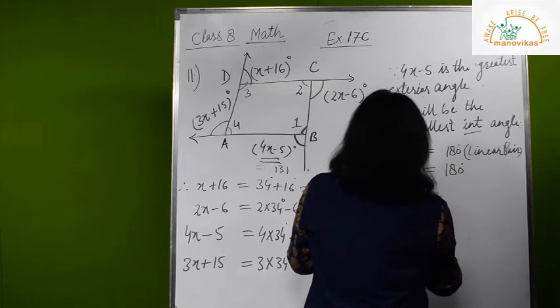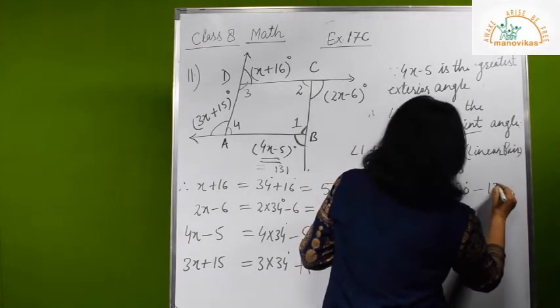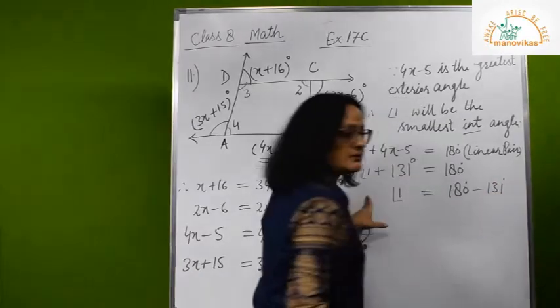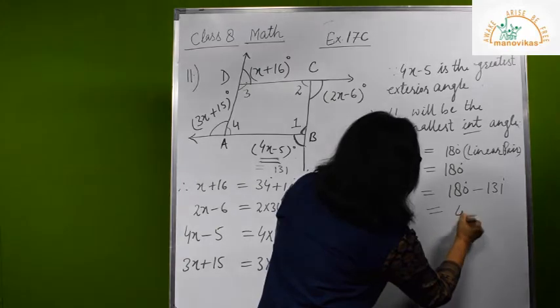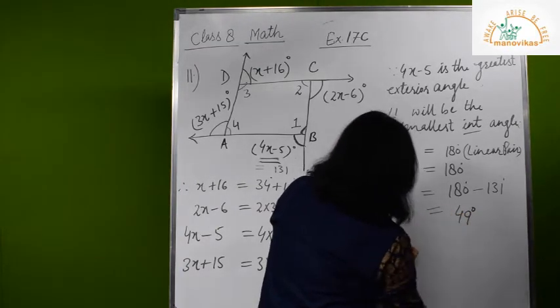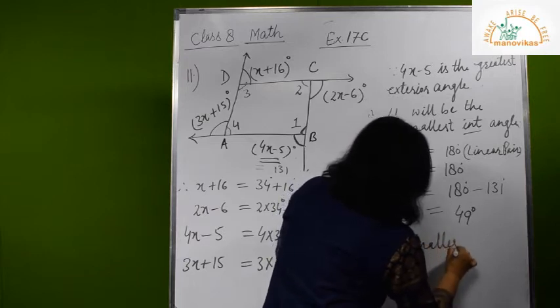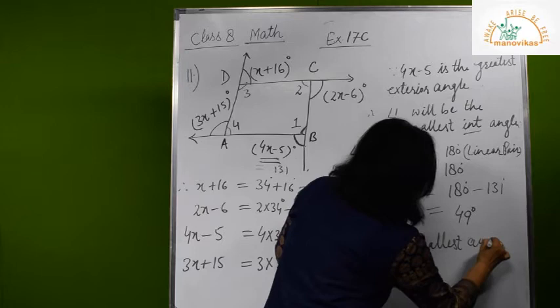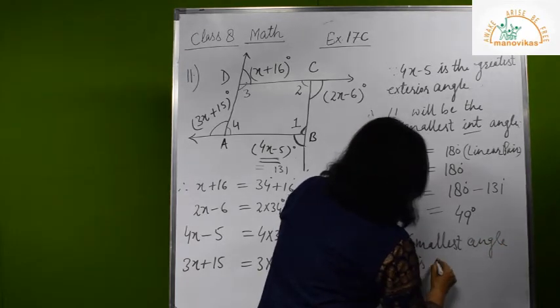So you can find angle 1 from here. Angle 1 is equal to, simple linear equation. As you simplify, you have to solve here. So 180 minus 131 is equal to 49 degree. So angle 1 is equal to 49 degree. Therefore, smallest angle, at last you should write the answer. Smallest angle is of measure 49.